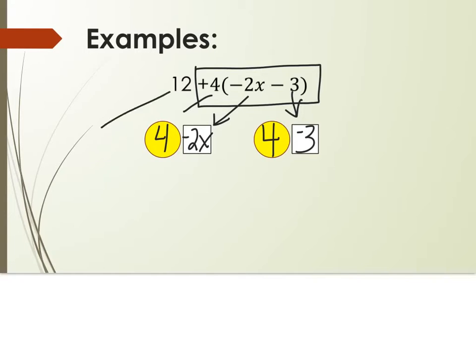I will also bring down a positive 12 just so that we know that we're not going to forget about that. Now it's time to multiply. A positive times a negative is a negative, and 4 times 2 is 8, and don't forget your x. A positive times a negative is a negative, 4 times 3 is 12. And we'll bring down this positive 12 so we don't forget about that.